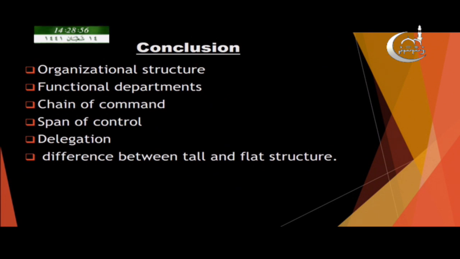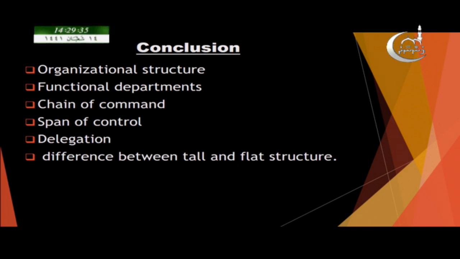Then chain of command, we have also discussed, that is how authority is passed from top to the lower levels of employees. Then span of control, this also we have discussed, that is the number of subordinates who are working directly under a manager, remember that, directly controlling. Then delegation, it is giving authority to the employees to perform a particular task. Then also we have highlighted the difference between tall structure and flat structure. I hope you understood all these topics clearly.